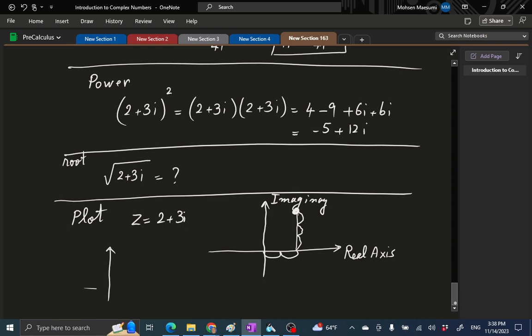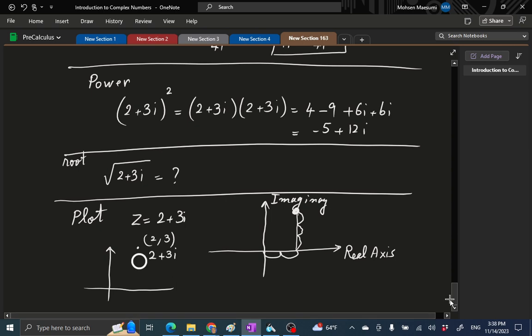Previously we had a point that we would write as 2 comma 3 in parentheses. Now we are writing the same thing in a slightly different way. We call it 2 plus 3i. Of course, if the real part was negative, I'll go to the left. If the imaginary part was negative, I'll go down. And that is the same as what we have with the ordinary Cartesian plane.